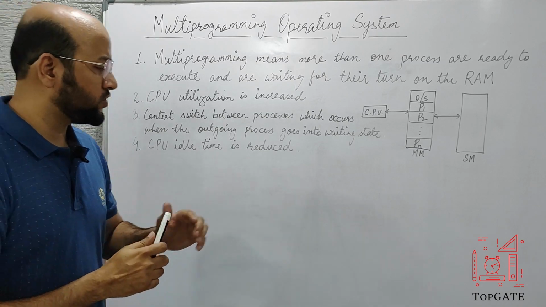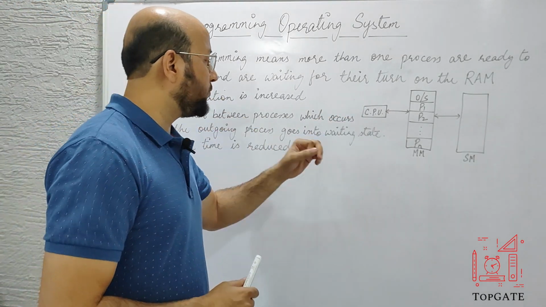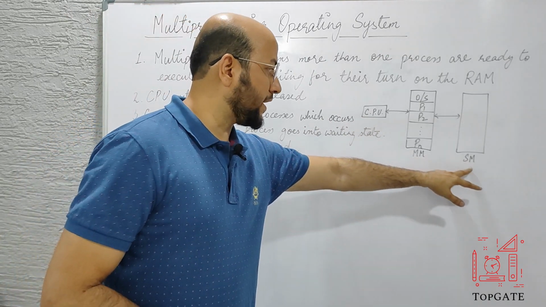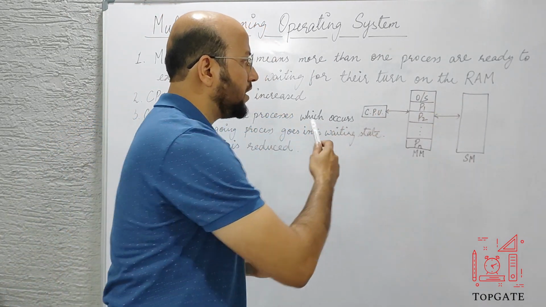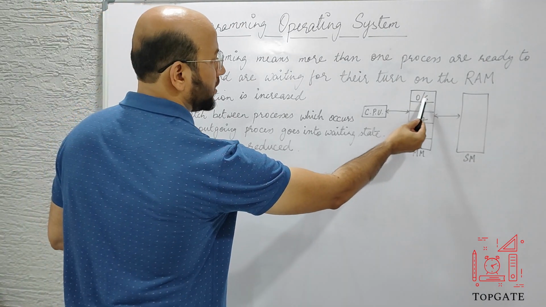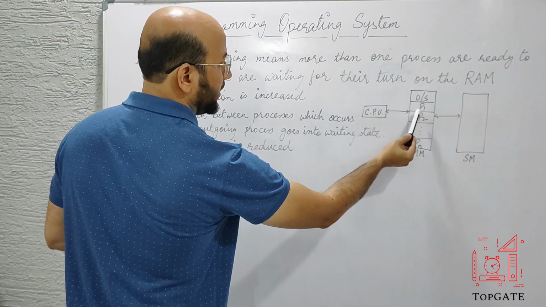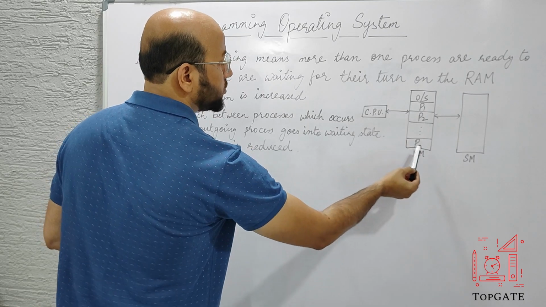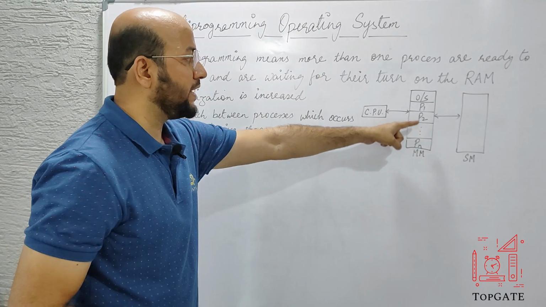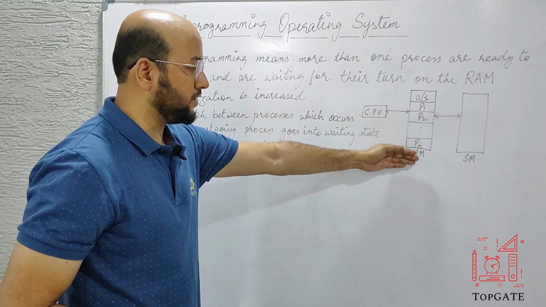So let's discuss this with the help of this diagram. In this diagram, we can see that there is a CPU, a main memory, and a secondary memory. So overall, this is a computer system. The main memory is loaded with the operating system first, and then it has multiple programs which need to be executed by the CPU, and all are ready for execution. They are in the ready queue.